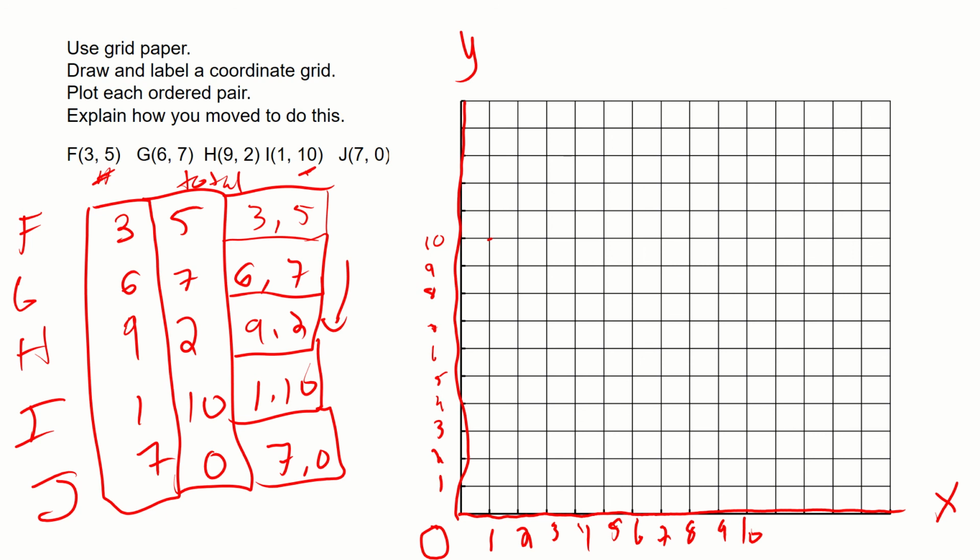It says 3, okay, on our x-axis. It's always the first one here, 3. So I'm going to go 1, 2, 3. Awesome. Now I'm going to go 1, 2, 3, 4, 5, and I'm going to plot F right here.